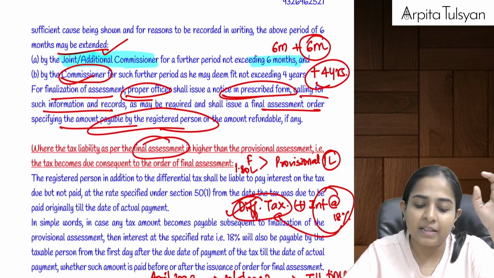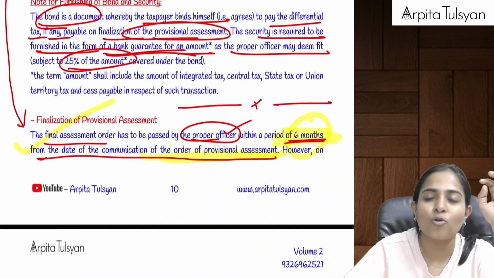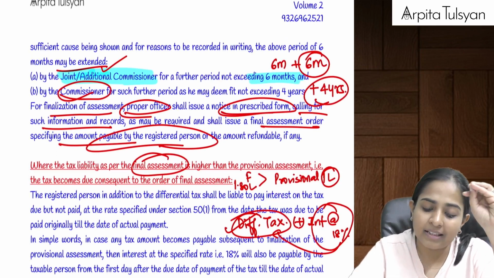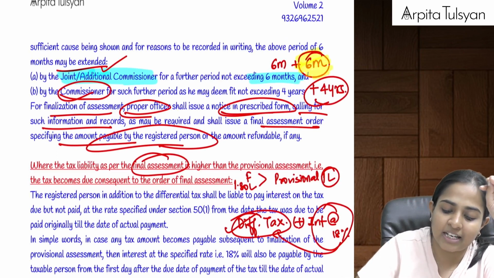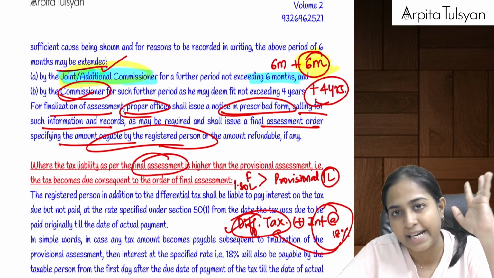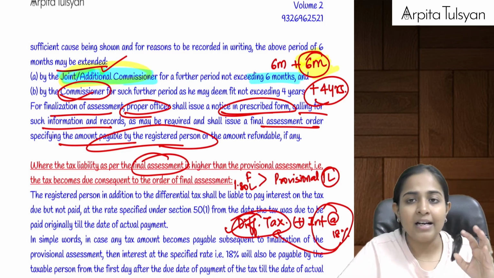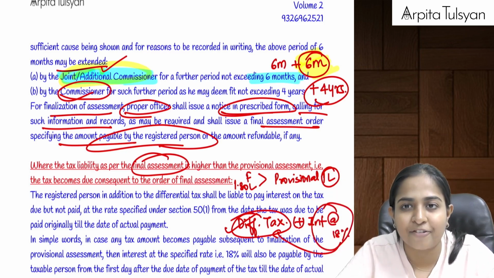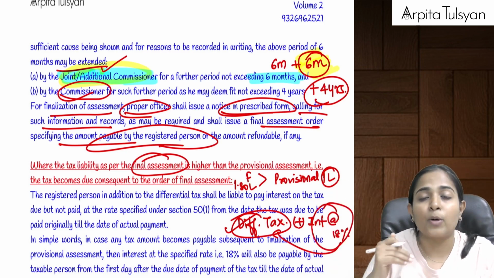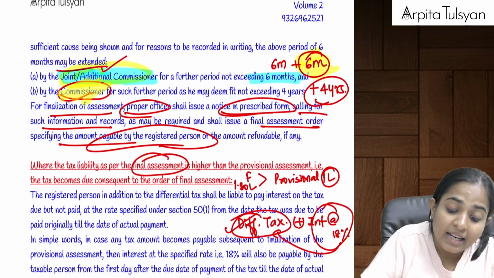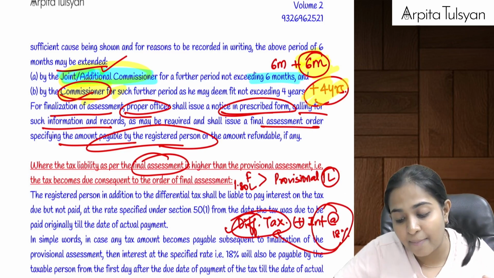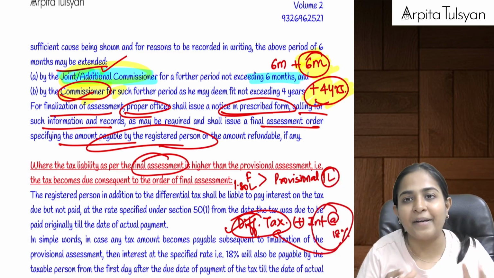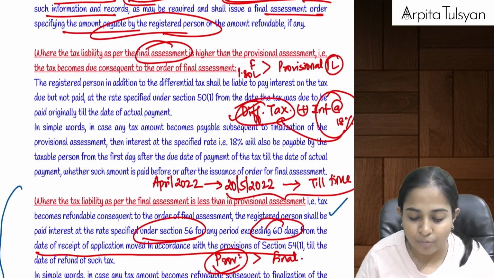Sometimes it can so happen that this 6 months is not sufficient. In that case, we can get a further extension of 6 months by the Joint Commissioner or the Additional Commissioner. And if 6 months plus 6 months is also not sufficient, the proper officer can take the permission of the Commissioner, and the Commissioner can extend it by another period of 4 years. Within this entire period, the final assessment order needs to be passed.